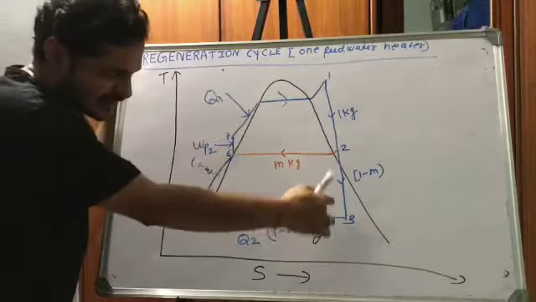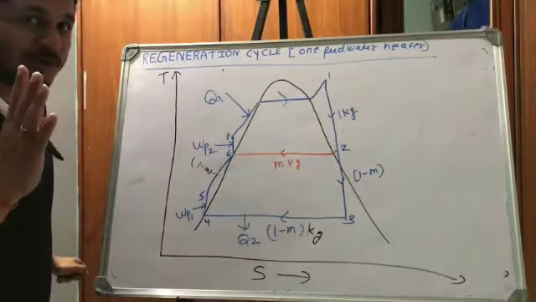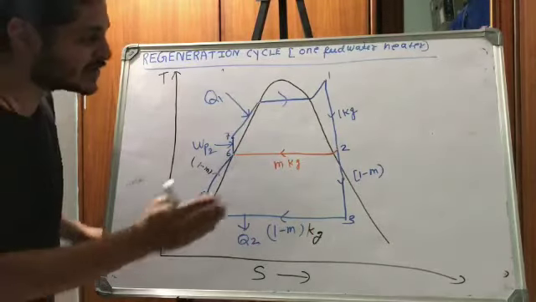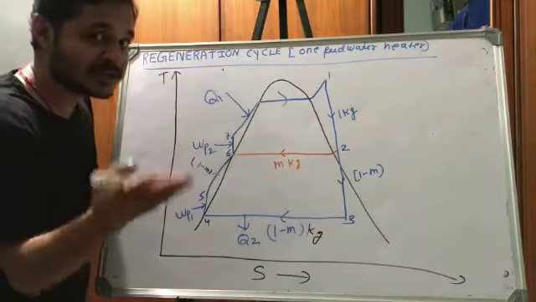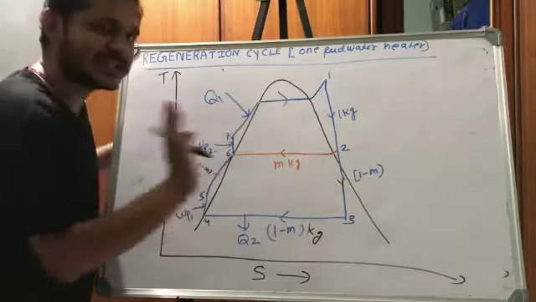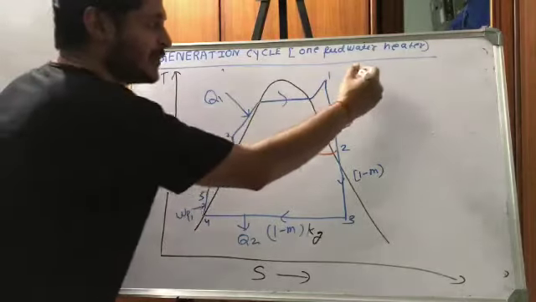See here, please see the turbine, 1 to 3. If I tell you the work output of the turbine, suppose this m kg of steam we would not have taken out, then it was H1 minus H3, simple. But now see, we are taking it out now. How to find out the work done by the turbine? See, I will tell you.